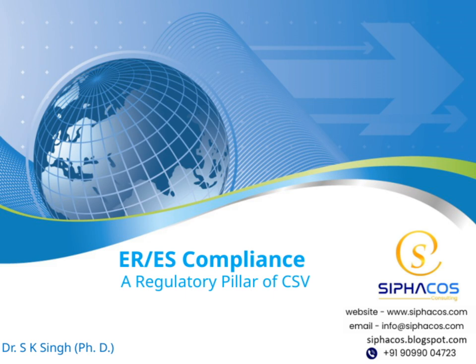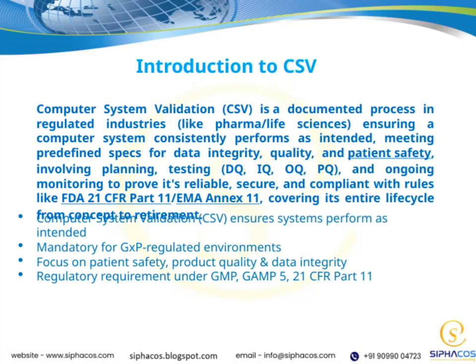Let's get started. Computer System Validation, or CSV, is a crucial documented process in regulated industries like pharmaceuticals and life sciences. Its main goal is to ensure that a computer system consistently performs as intended, meeting predefined specifications. This is vital for maintaining data integrity, ensuring quality, and protecting patient safety. The process involves careful planning and a series of testing stages: design qualification, installation qualification, operational qualification, and performance qualification, to confirm the system's reliability and security.